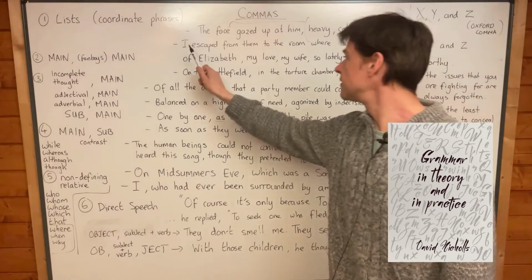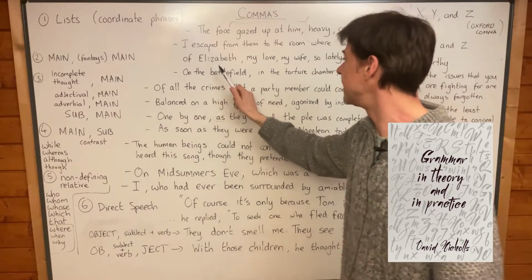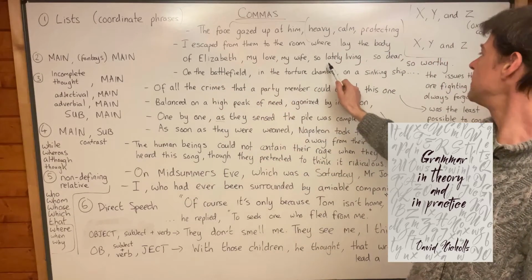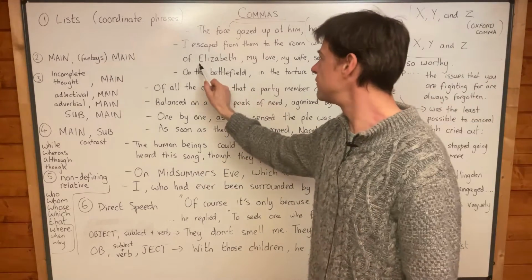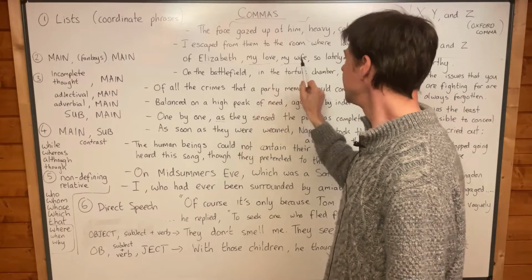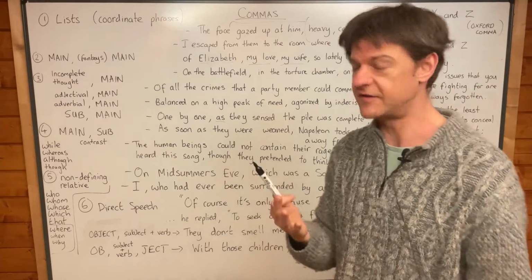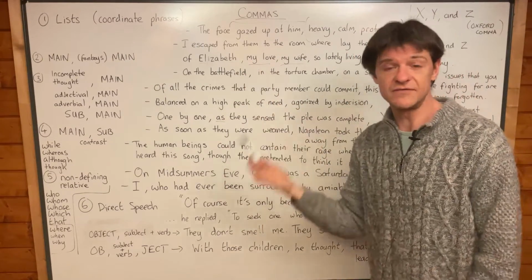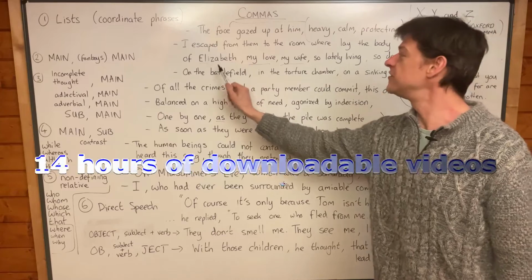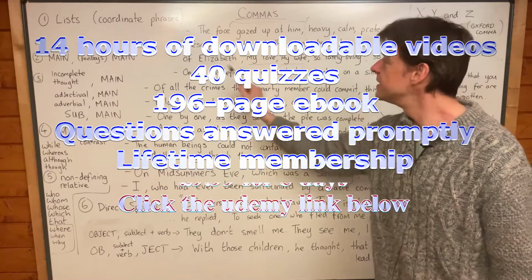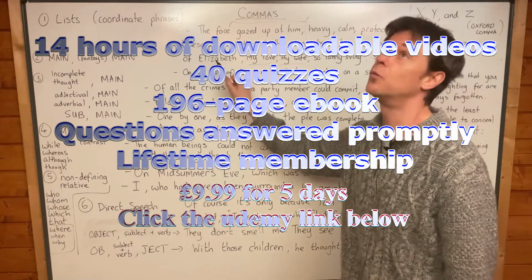Let's look at some other lists. I escaped from them to the room where lay the body of Elizabeth. Yes, this is Frankenstein. My love, my wife, so lately living, so dear, so worthy. Now I hope you can see here we've got a list of 3 noun phrases, and so that is called an appositive. Let's not forget these things that we learnt about in the very first classes. Appositives are lovely things to use in your writing, and if you're not using them, shame on you. So we've got Elizabeth, who is my love, who is my wife, and we've got commas between them because these are non-defining appositives. We're not telling the person which Elizabeth.